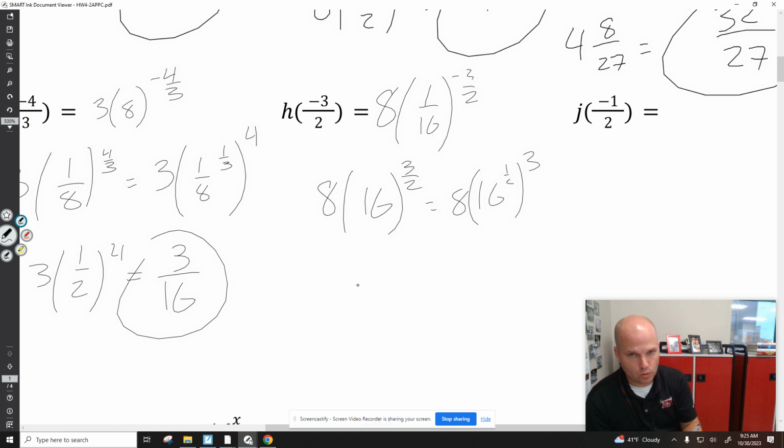Square root of 16 is 4. I got to figure out what 4 cubed is. 4, 16, 64. 8 times 64. 48, 49, 50, 51, 512.